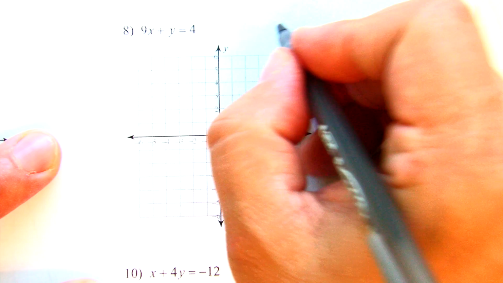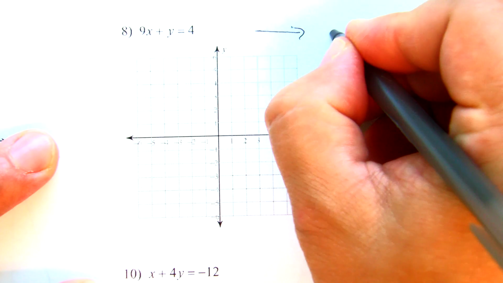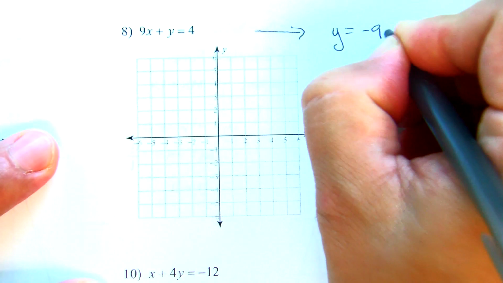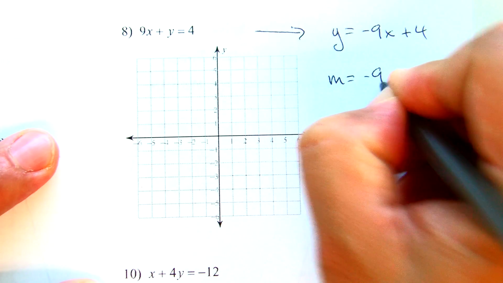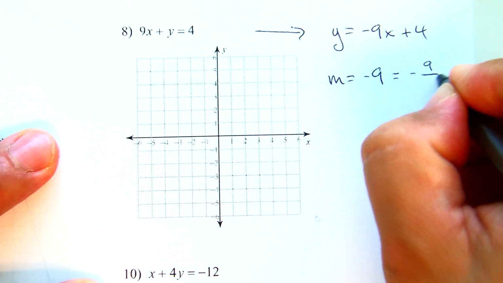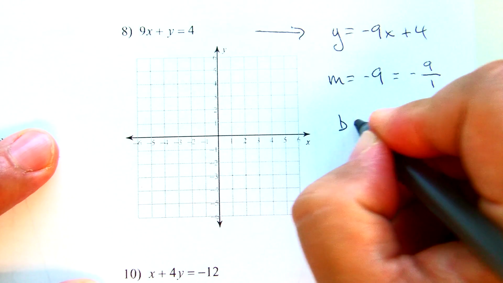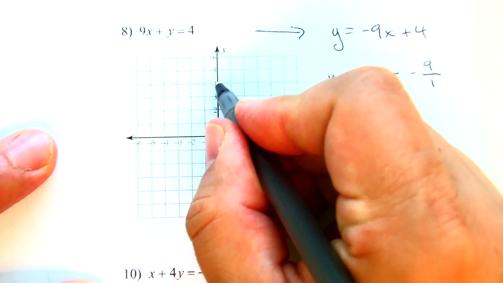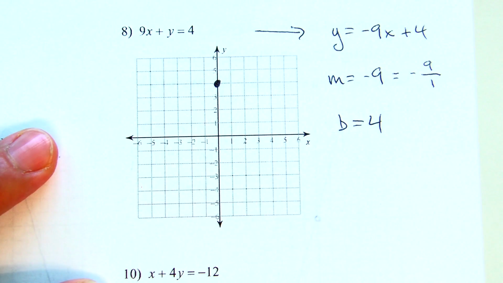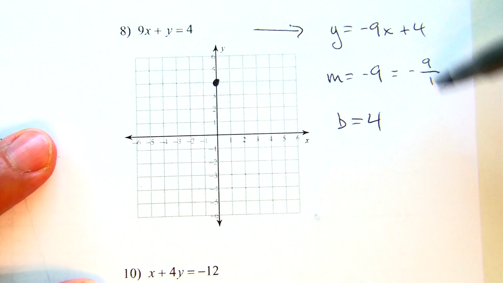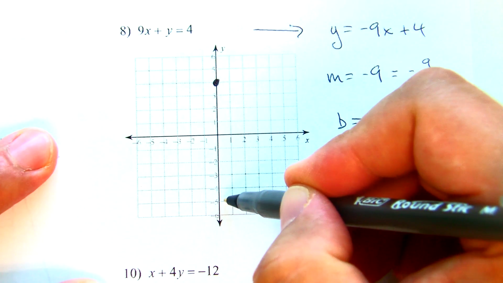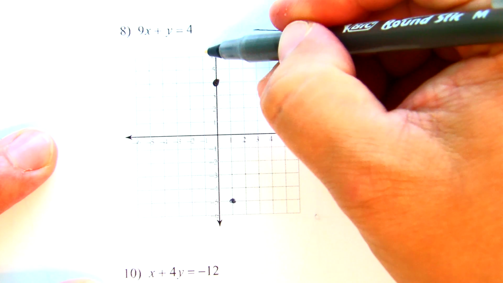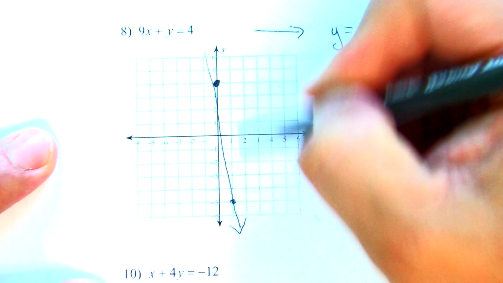Let's try number 8, 9x plus y equals 4. So we'll rewrite it. Subtract 9x from both sides. We end up with y equals negative 9x plus 4. So our slope is negative 9. Remember, that's negative 9 over 1. The y-intercept is 4, so we'll find 4 on the y-axis. We know we've got 1 point. Negative 9 over 1 is a negative slope going down, so we'll go down 9 and over 1. That's the only other point we're going to fit on there. So we can draw it like this.